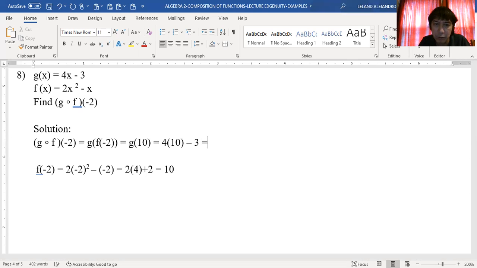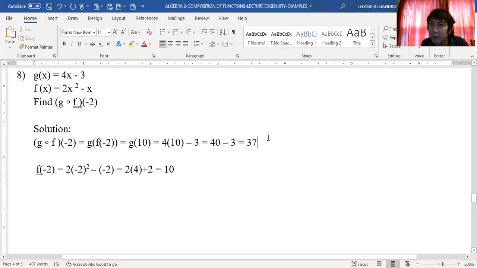And this must be equal to 40 minus 3, and this will just be equal to 37. That's the answer. So the required answer is 37. And so this will be our final answer for this. So this must be equal to 37, like that. All right, that goes to our number 8. Let's continue with evaluating composite functions.